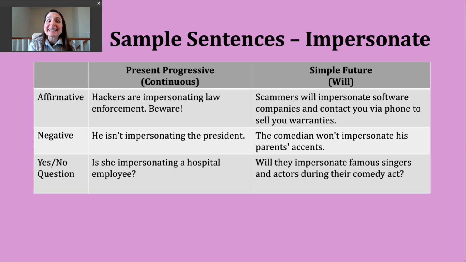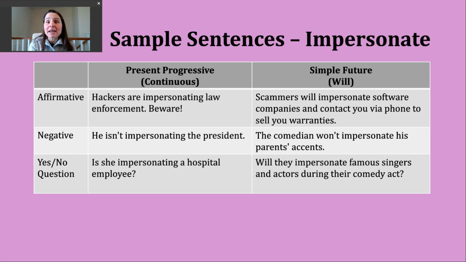Now, if you want to make a negative present progressive sentence, we can do that by using the structure, a present form of be, then not, then the ing form of the verb. An example here: he isn't impersonating the president. So here that might be that first definition. Many people do try to impersonate government officials, again, usually done as entertainment.